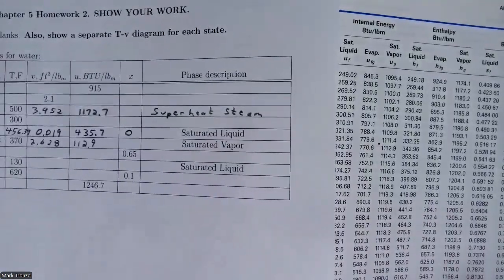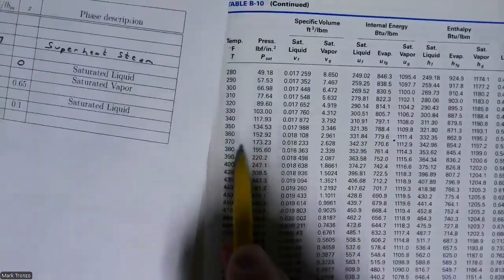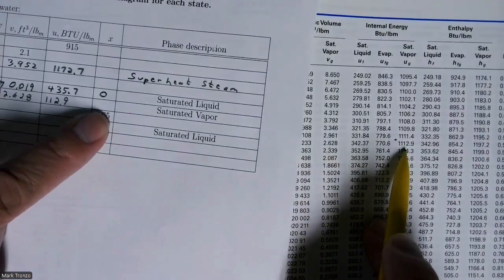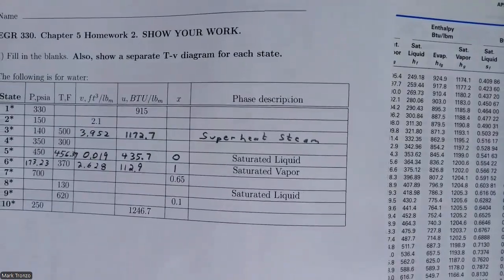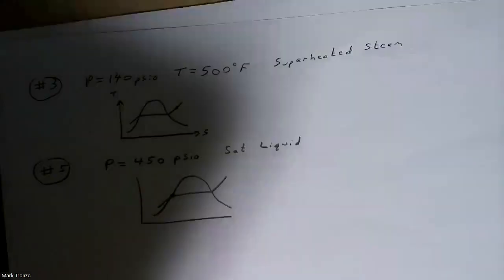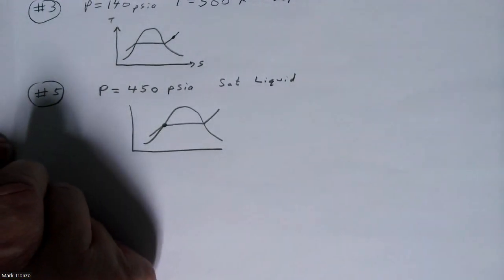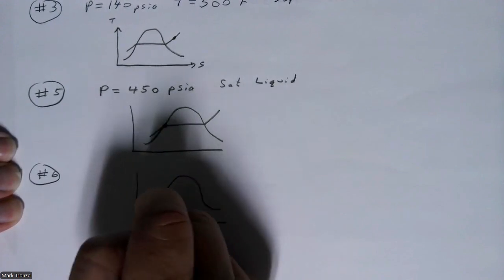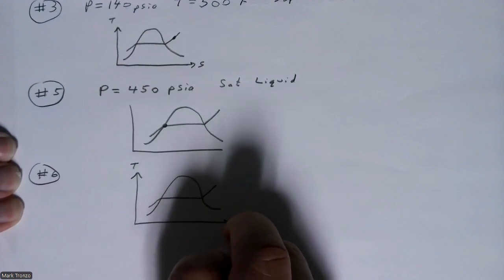Like this. Your tables might have slightly different values. They often redo these tables, so I'm not sure if yours are going to be the same or just very slightly different, but it should be pretty close. Now, again, since we're saturated vapor, we're going to be all the way to the right, so x is going to be 1. And again, if you would make that on a TS diagram, this was for number 6, it would look something like this, and you'd be way over here like this.